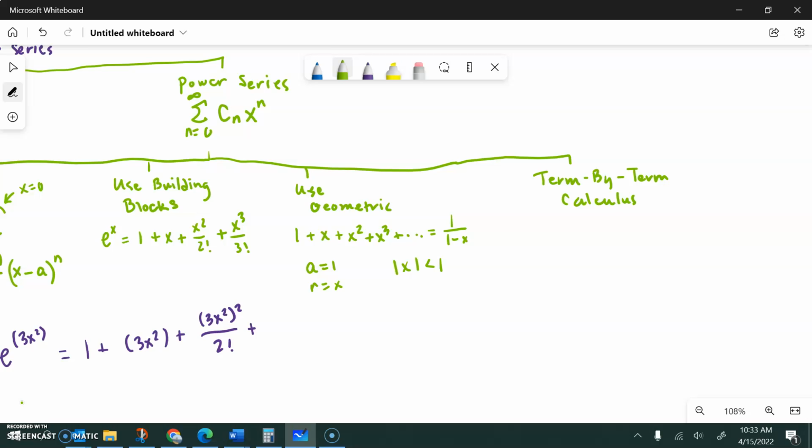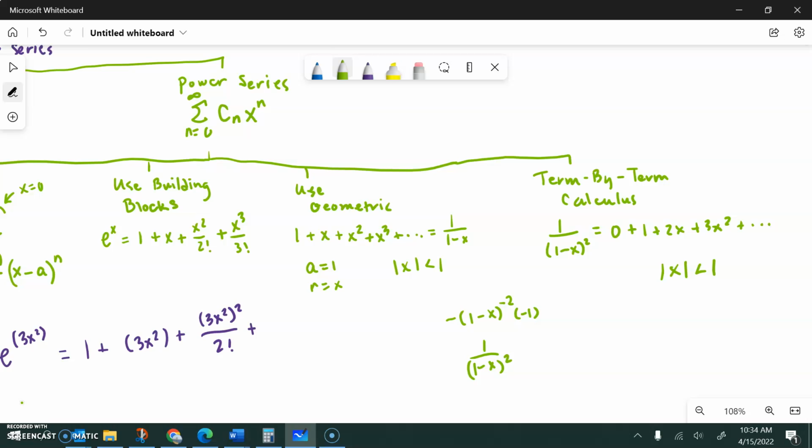So I could say, well, I know that the derivative of this function is negative 1 minus x to the negative 2 times negative 1. So that would be 1 over 1 minus x squared. And now I can take the derivative of each term, and I can say, well, then I know that this function is equal to 0 plus 1 plus 2x plus 3x squared. And that's going to be on the exact same interval as the original.